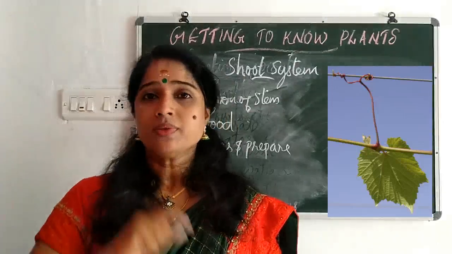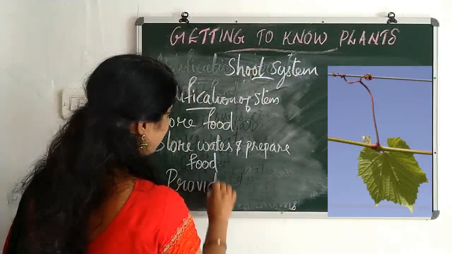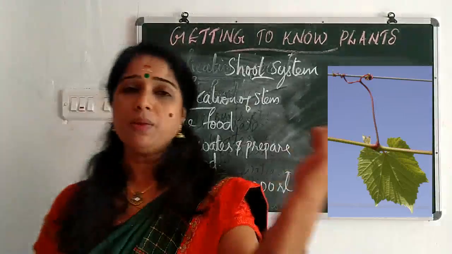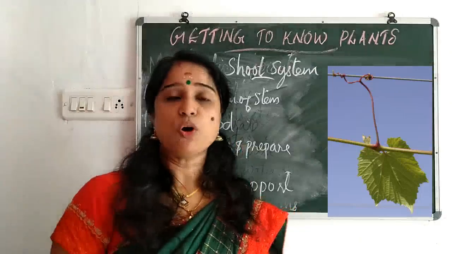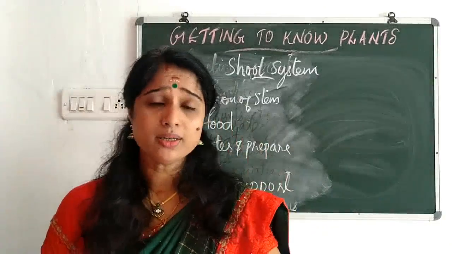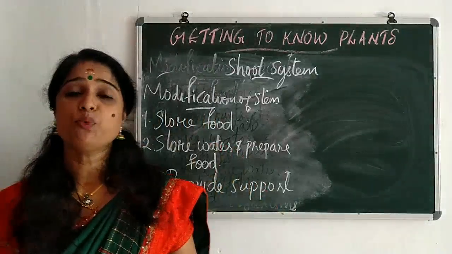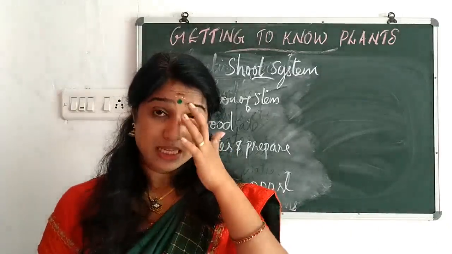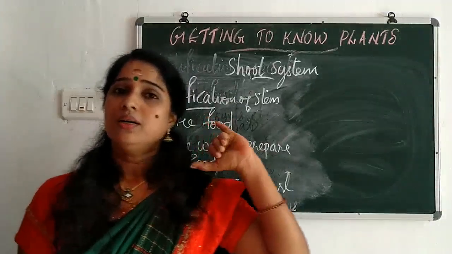To prevent it from collapsing, to provide it support, the stem changes into what? Tendril. To provide support, stem is modified to form tendril that helps the plant to coil around the support. Clear? Yes. So these are the 3 stem modifications. First one, stem is modified to store food. Second one, stem stores water and prepares the food in the case of cactus plant. Next one, stem provides support in the case of grapevine and the bitter gourd. Other gourds also, climbers, majority of the climbers, we could see the stem changes into what? Tendrils only.